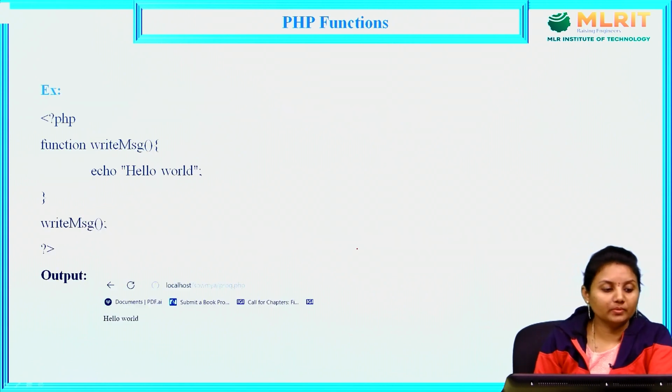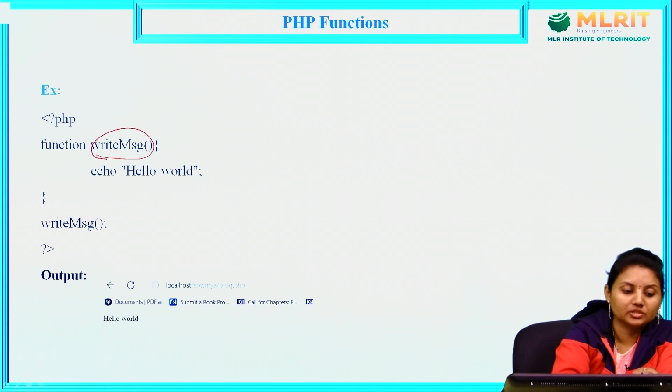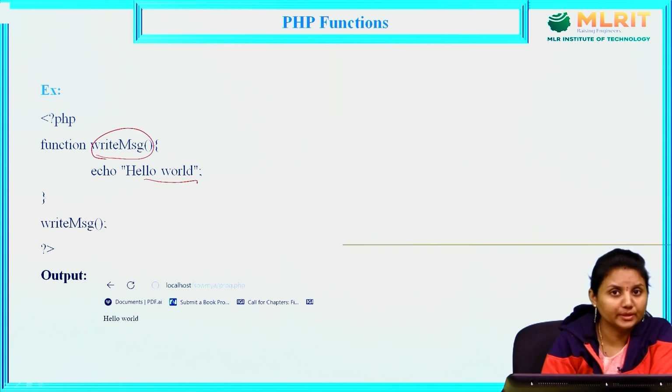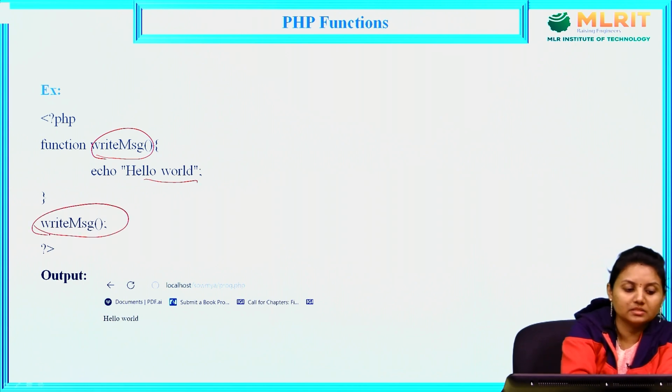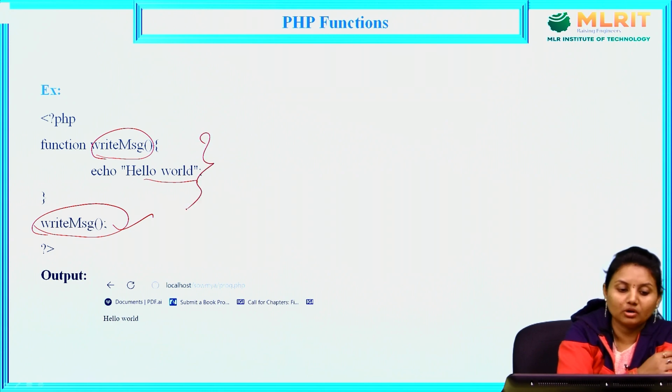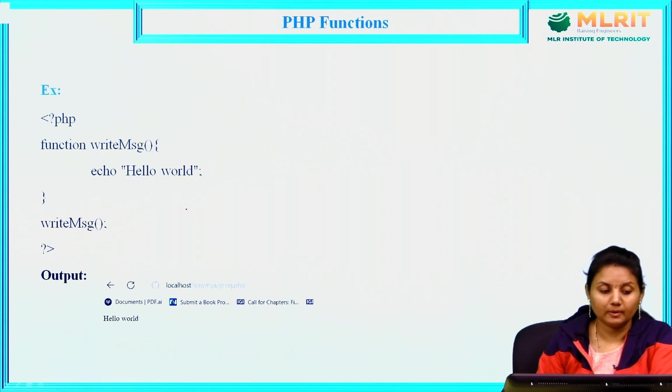So here is a program where you have taken a function writeMessage. This is the function and this is the message that you wanted to print. So when will this function writeMessage get executed? Only when you are calling it. You have to call this, and until the cursor comes here, this block of statements will not get executed. That is what the use of the function is.